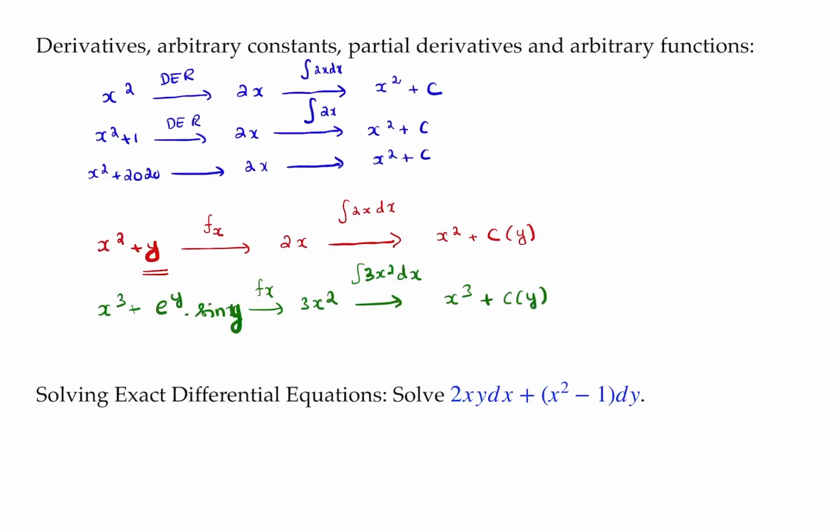Now let's take a look at this one. x cubed plus e to the y sine x. When I do the partial derivative of this with respect to x, I am going to have 3x squared plus e to the y cosine x. And now if I do the integration of this with respect to x, I have 3x squared plus e to the y cosine x.